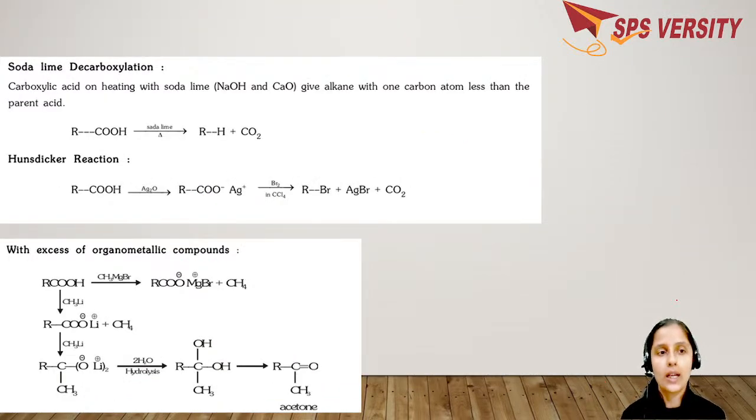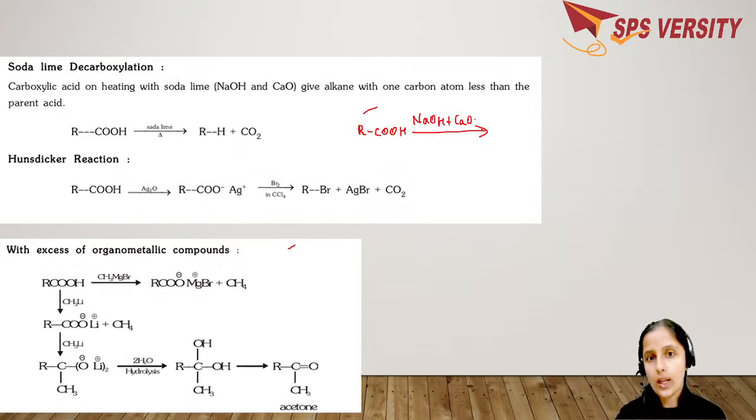Then we have soda lime decarboxylation. If you start with n carbon atoms in the parent carboxylic acid, you end up with an alkane with one less carbon atom. So how does it proceed? You are going to treat RCOOH in the presence of soda lime, which is a mixture of sodium hydroxide and calcium oxide.